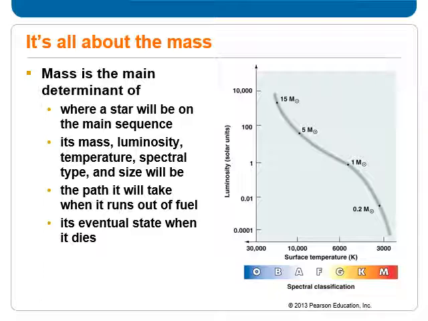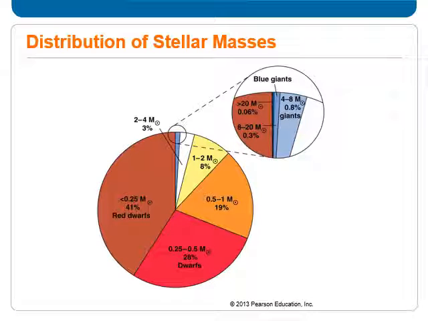The mass of the star determines almost everything about the star's life: where it will be on the main sequence, what its mass, luminosity, temperature, spectral type, and size will be throughout its life, the path it will take as it runs out of fuel, and its eventual state when it dies. This pie chart from Pearson Education shows the distribution of masses of main sequence stars, as determined by surveying the local solar neighborhood. The vast majority are stars the size of the sun and smaller.